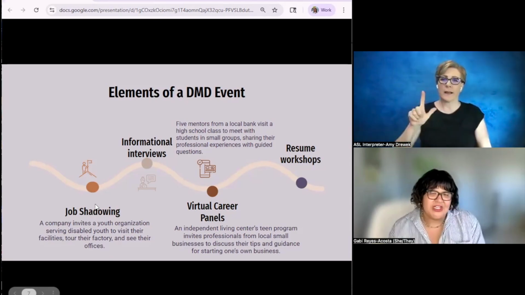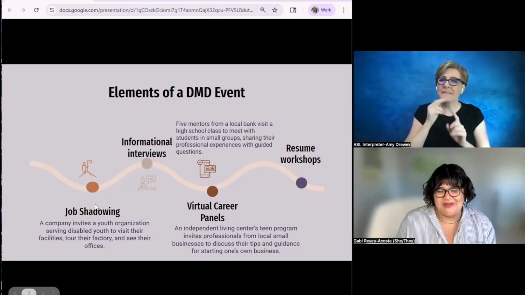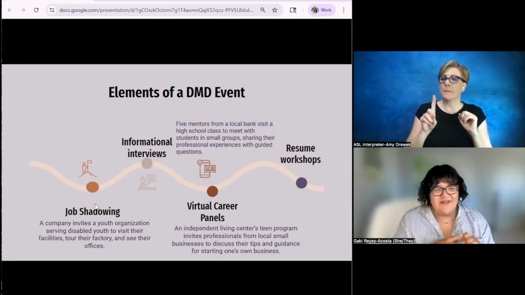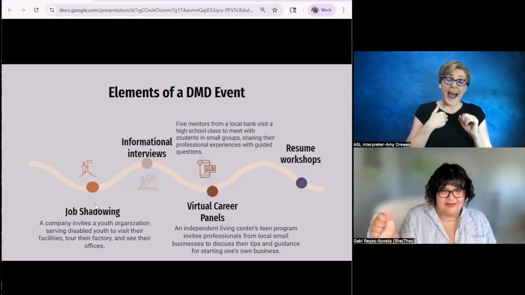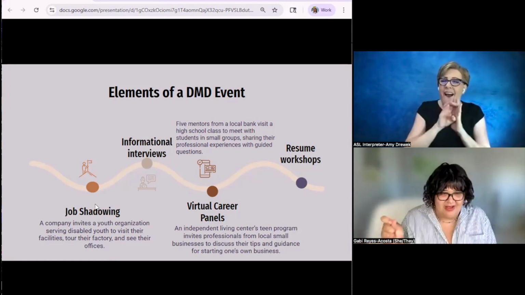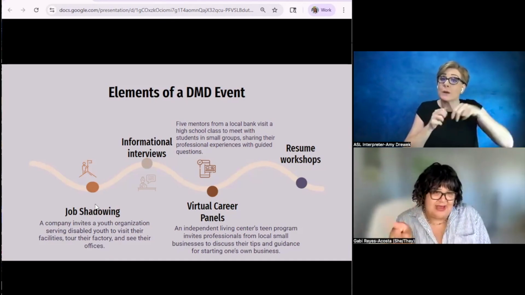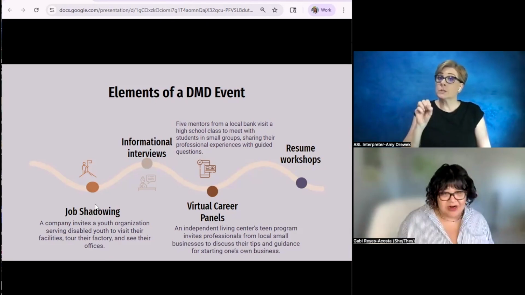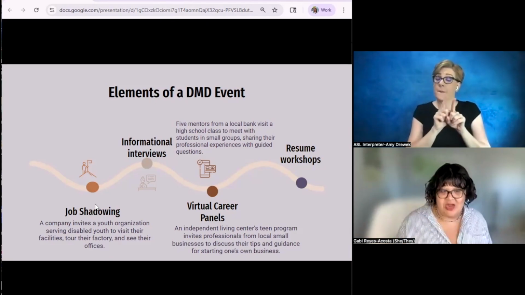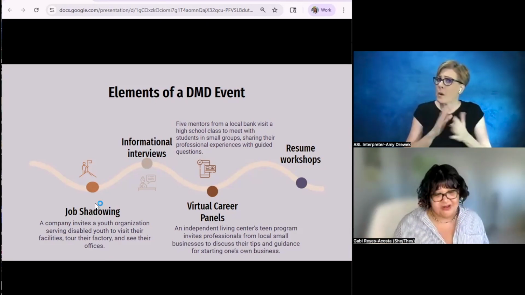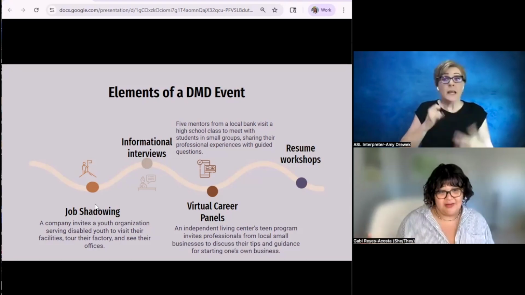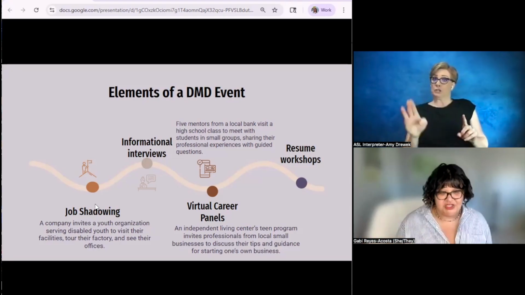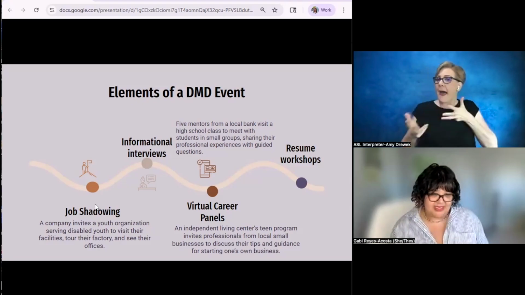At the first stop, the first dot, excuse me, says job shadowing. And there is a small icon of a person planting a flag at the top of a tiny little mountain or hill. Job shadowing is a very important part of a DMD event that can happen. If you do not have job shadowing happening at your event, that's still okay. But this is one element that can really be a powerful and interactive way to engage with the young folks who are attending with the mentees.